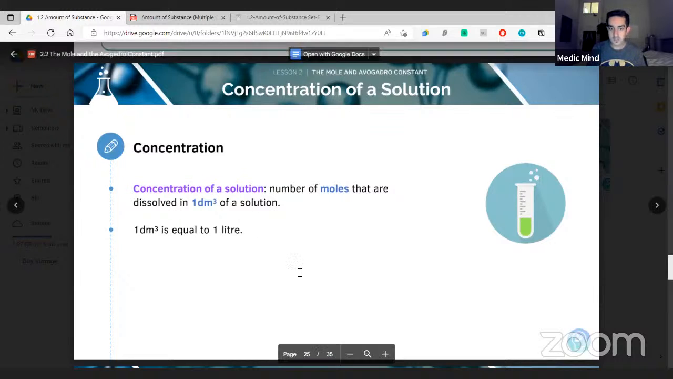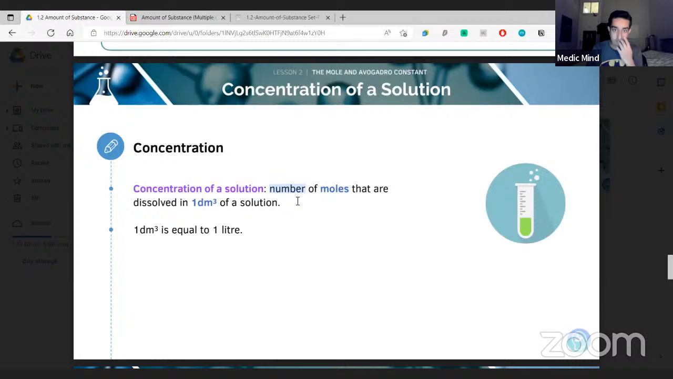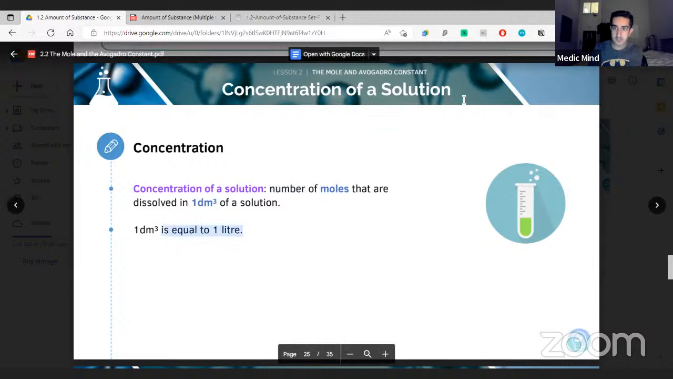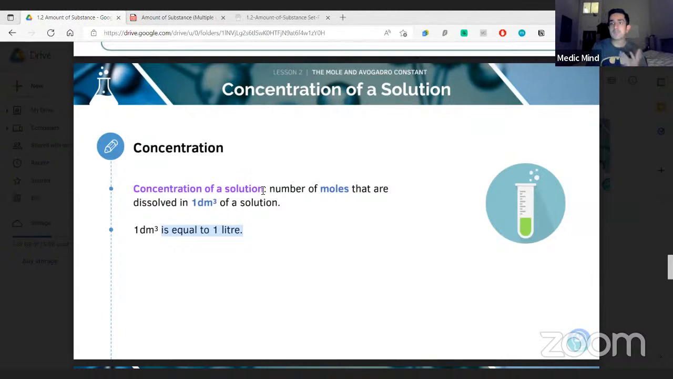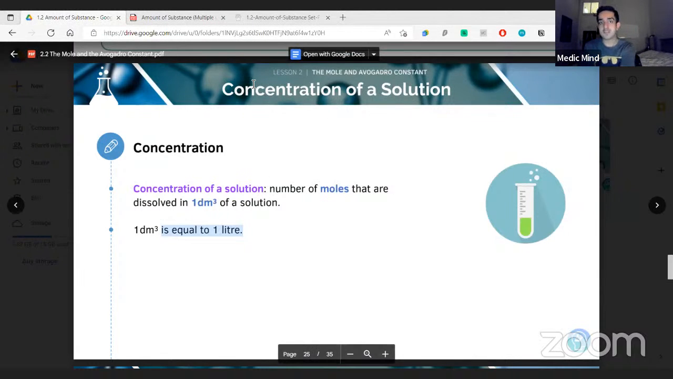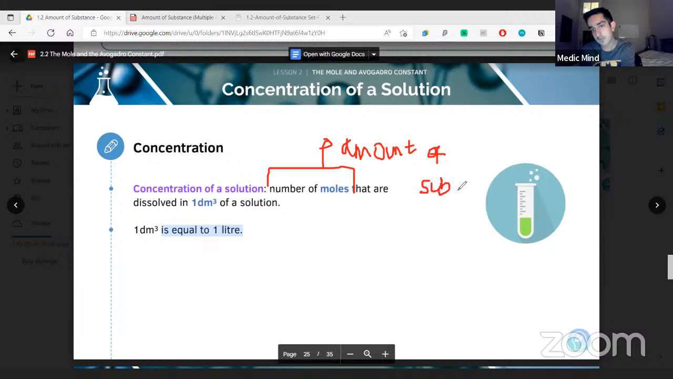Concentration. So the concentration of a solution is defined as the number of moles that are dissolved in 1 decimeter cubed of a solution. 1 decimeter cubed is equal to a liter, but basically the concentration isn't necessarily the number of moles, but for the sake of simplicity, we're calling it that. Remember, your concentration can be anything. It can be in mass. It's basically amount of substance dissolved in 1 decimeter cubed of a solution.